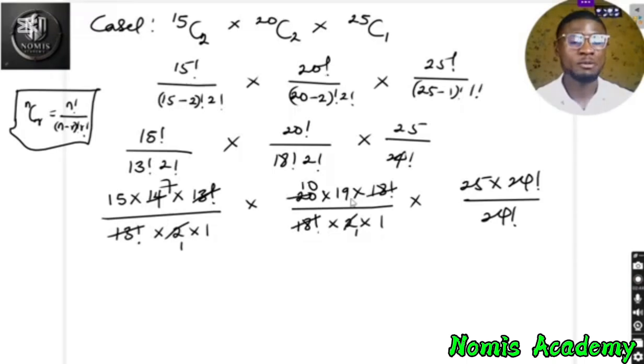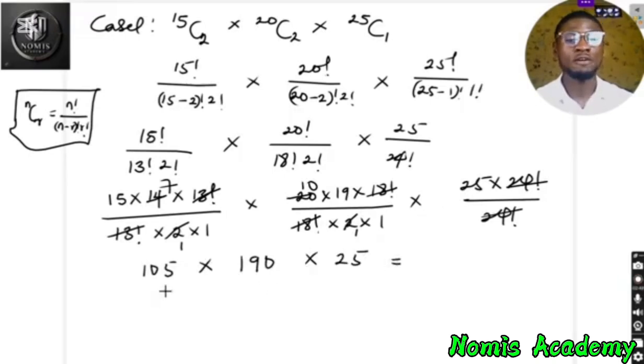So I'm left with 10 times 19 here. Now multiply by 24 factorial, 24 factorial cancels. So I'm left with 25 here. So 15 times 7 is 105, right? Yes, 105. Multiply by 10 times 19 is 190. 190 multiplied by what we are left with here is 25. So we are left with 105 multiplied by 190 multiplied by 25.